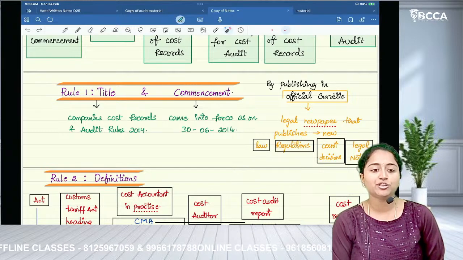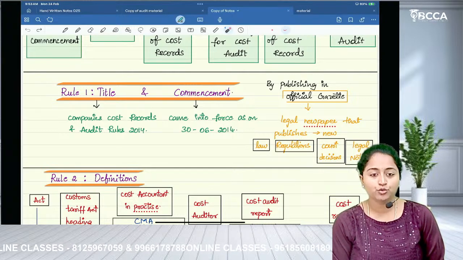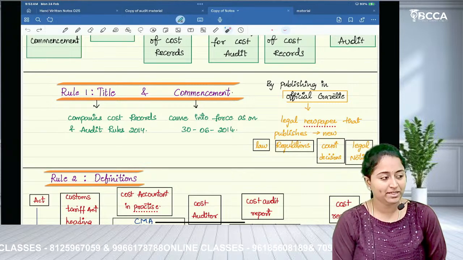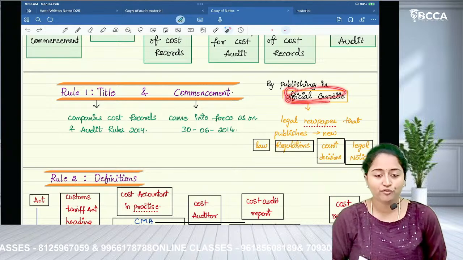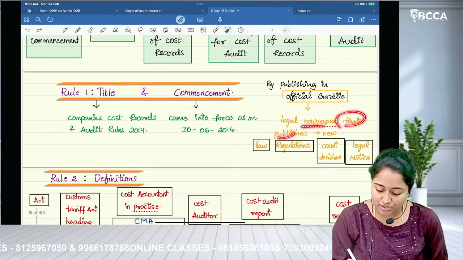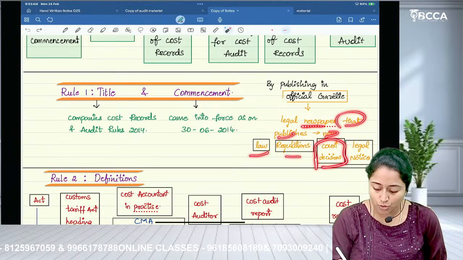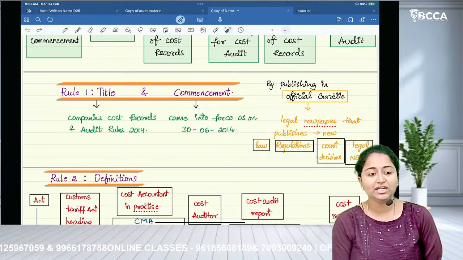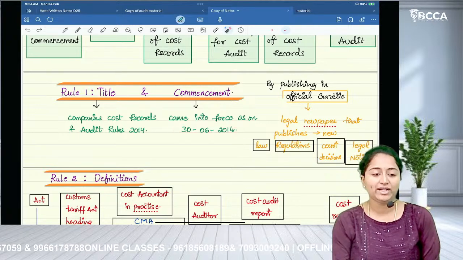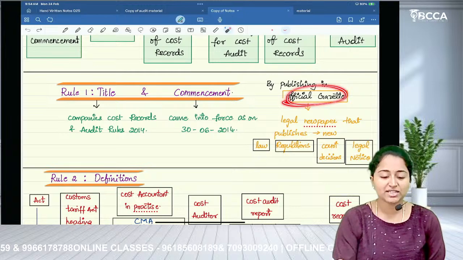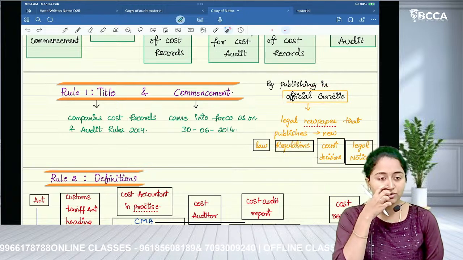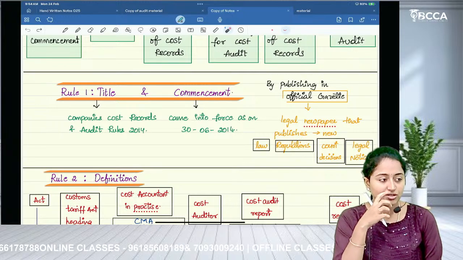Now in this official newspaper, what will happen? If they want to implement any new rule, new provision or new act, then they will give it in an official gazette. So it is a legal newspaper that publishes new laws, regulations, court decisions or any legal notice. So on this date, 30th June 2014, through an official gazette, they formed the Companies Cost Records and Audit Rules 2014. Clear?